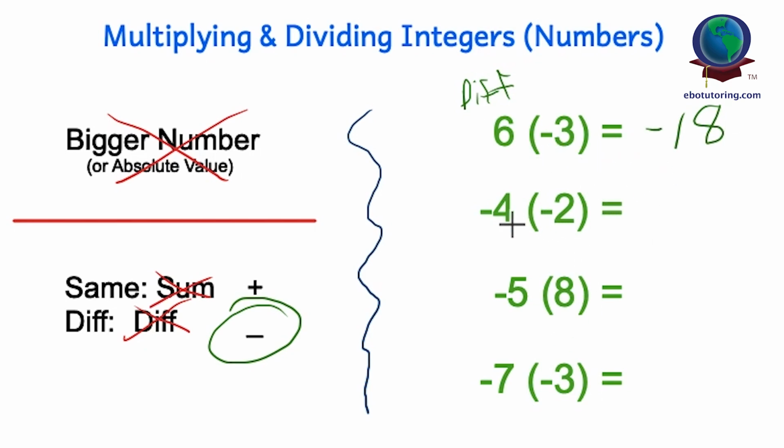Okay, let's look at negative 4 times negative 2. What do you notice? Okay, now they're both negatives. They're the same. Same sign. Same sign, as we know, already means what? That's right, positive. So the answer is going to be positive. 4 times 2 is 8, and because they're both negative, the answer is positive. Because they're the same sign, the answer is positive.